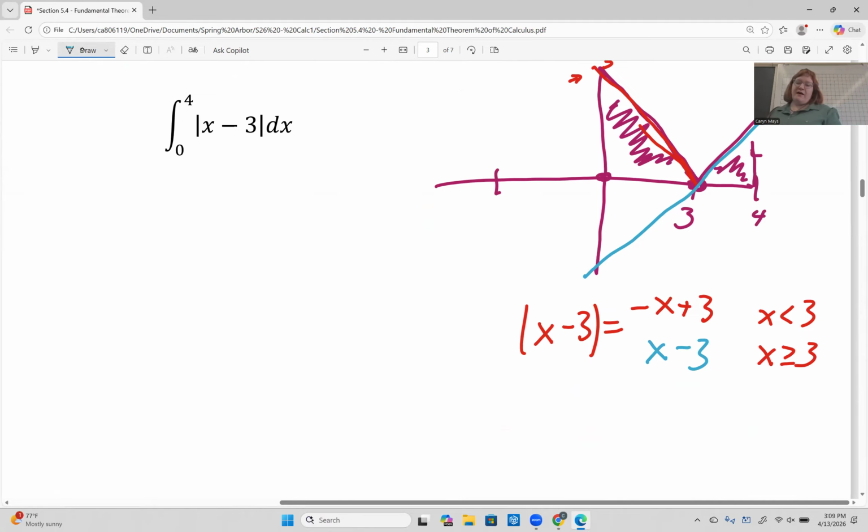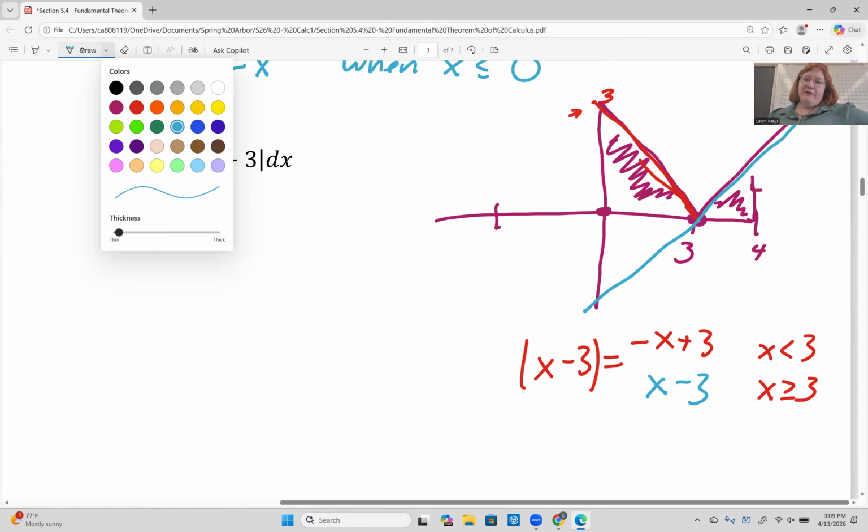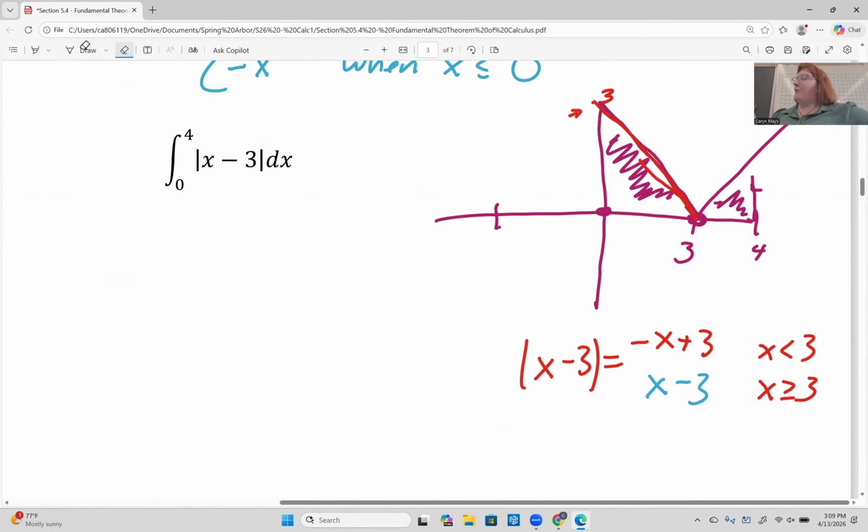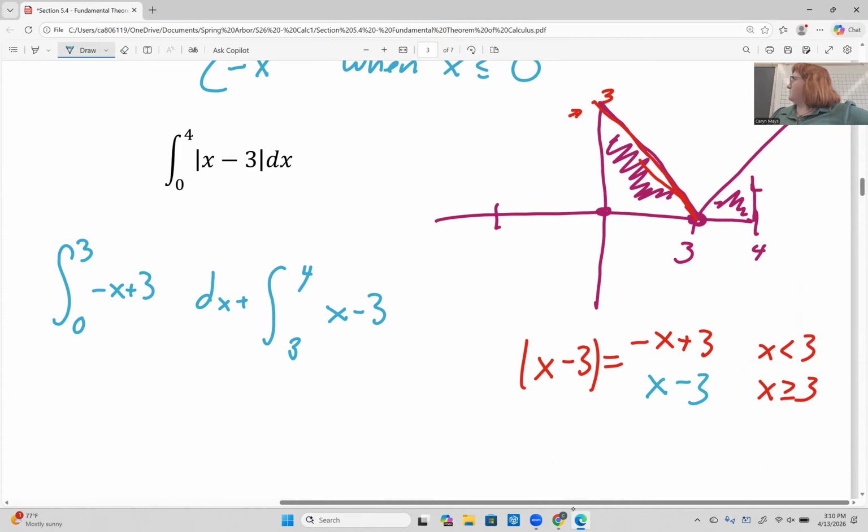Now, if I want to actually find this integral with our rules, we have these two functions. Where do we split between the two different functions? What x value? 3. So if I want to find the integral from 0 to 4, I'm finding the integral of 0 to 3 of which of these two? Top or bottom? The top, negative x plus 3, plus the integral 3 to 4 of x minus 3, the area under this curve plus the area under this curve.